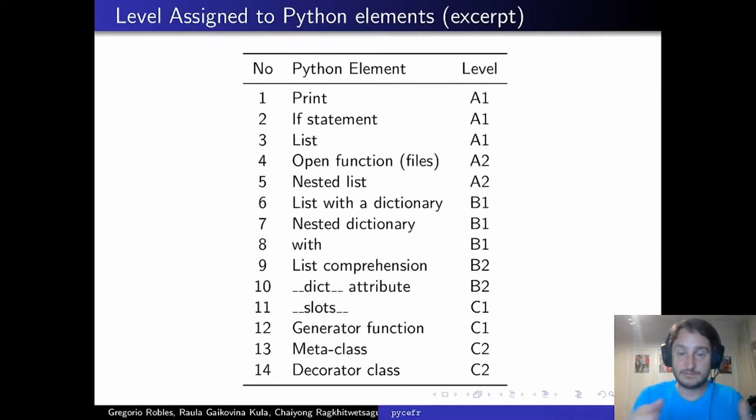So what we have done for that is we have taken a list of Python elements and we have assigned each of these elements one level. So for instance, a print statement would be an A1, and the nested dictionary, that's number 7 in the list, is B1, while meta classes and decorator classes require C2.